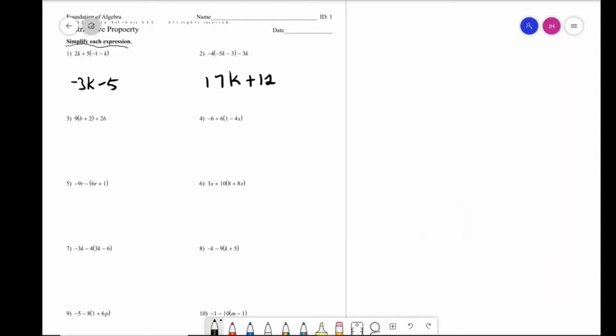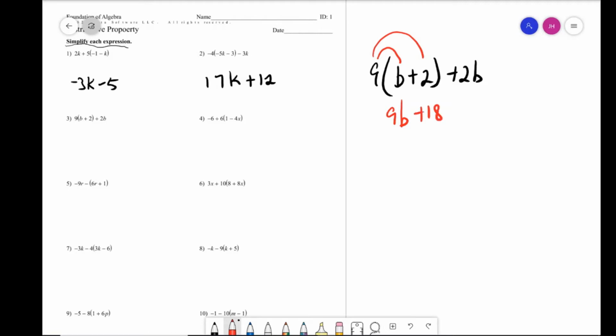Okay, number 3, I have 9 parentheses b plus 2 plus 2b. Again, I see the distribution here, so that will become 9 times b is 9b, 9 times 2 is 18. Copy down the rest, which is plus 2b. I am combining the b terms in this case. 9 plus 2 is 11b plus 18.